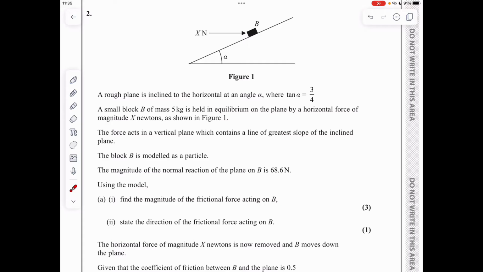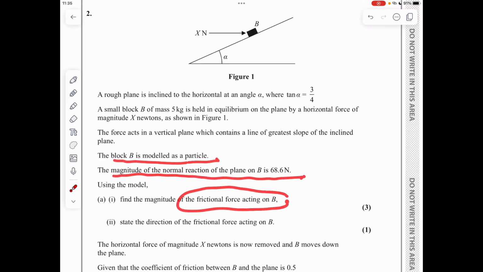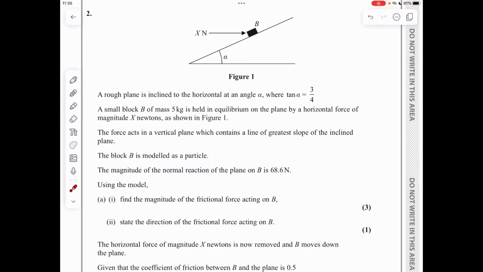In question 2, we've got a rough plane inclined to the horizontal at an angle alpha with tan alpha being 3 over 4. We've got a small block B of mass 5 kilograms held in equilibrium by a horizontal force of magnitude x newtons, and we are modeling block B as a particle. We are told that the magnitude of the normal reaction of the plane on B is 68.6 newtons, and we need to work out the frictional force acting on B. So I will need to resolve the forces on my diagram to see exactly what's happening.